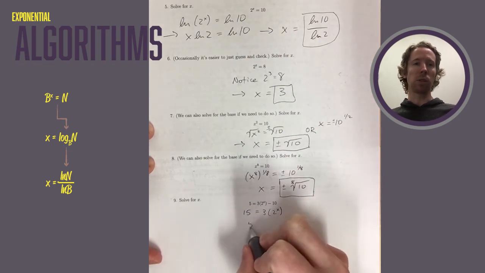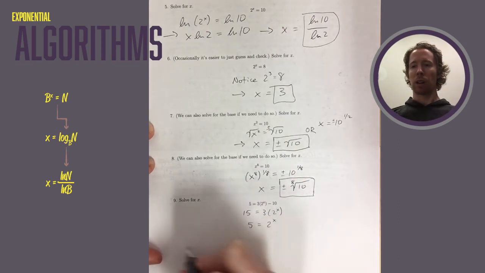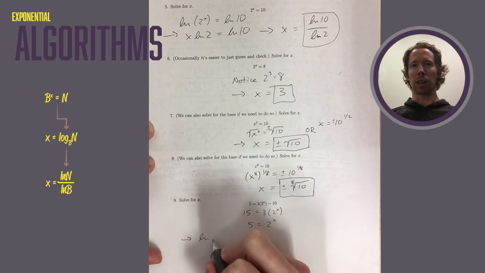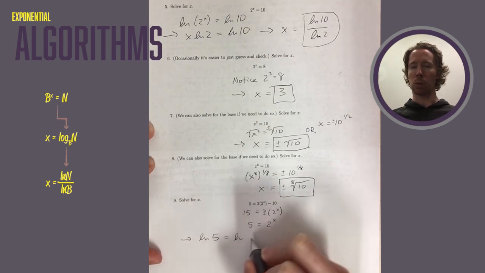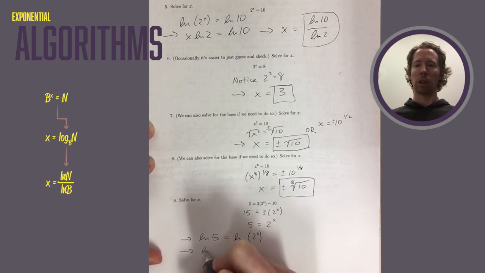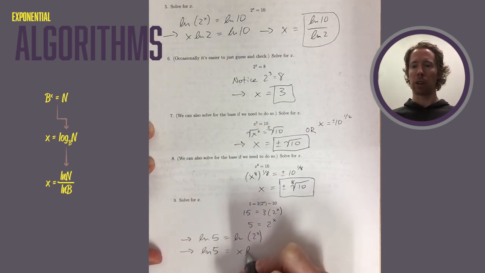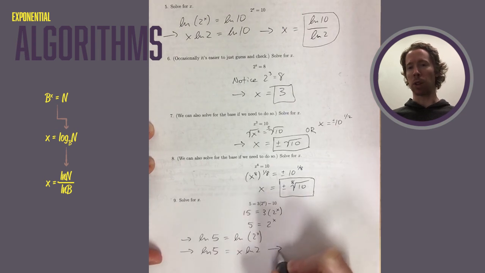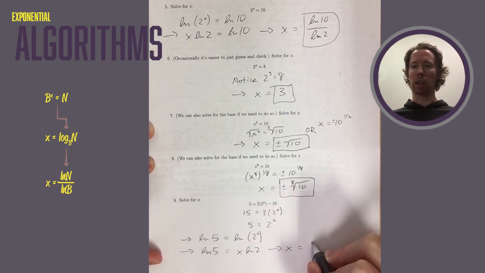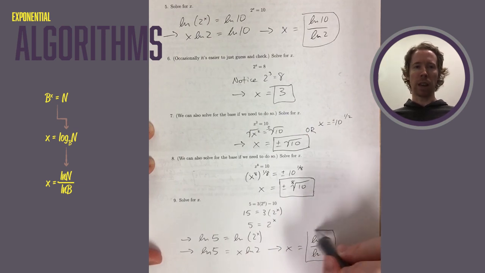The last one is the most interesting one on this page. To start it out, I want to get just a constant on the left equals a number, a base raised to the exponent. So add 10 to both sides, divide both sides by 3. Now we know we can just take the natural log of both sides, use the exponent property of logarithms, and then divide by that natural log of 2.